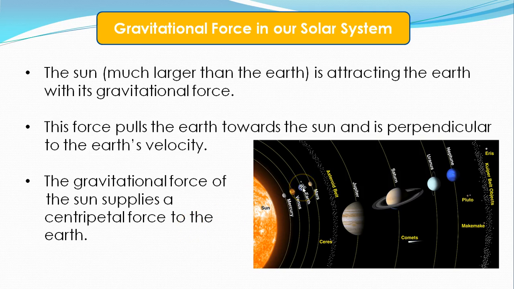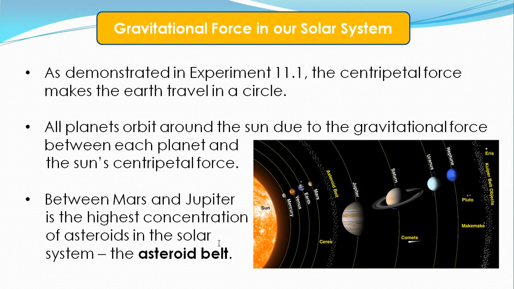So if you see where planet Earth is here, we could actually draw a radius from its circular orbit, and that radius would be perpendicular to the center of the Sun. The gravitational force of the Sun supplies a centripetal force to the Earth. As we demonstrated in Experiment 11-1, the centripetal force makes the Earth travel in a circle. All planets orbit around the Sun due to the gravitational force between each planet and the Sun's centripetal force. So the other planets are also being attracted by this same force.